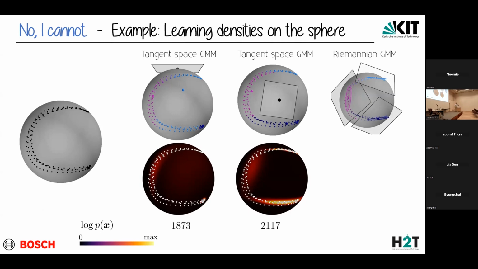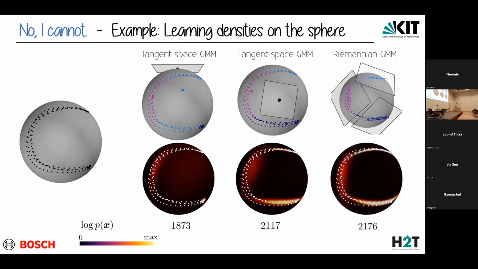And then we learn a Riemann and Gaussian model. If we do that, this is basically the best result we have. This is a very simple example, low dimensional data that are actually well behaved. And we are observing that if we use a single tangent space, things can get really inaccurate.